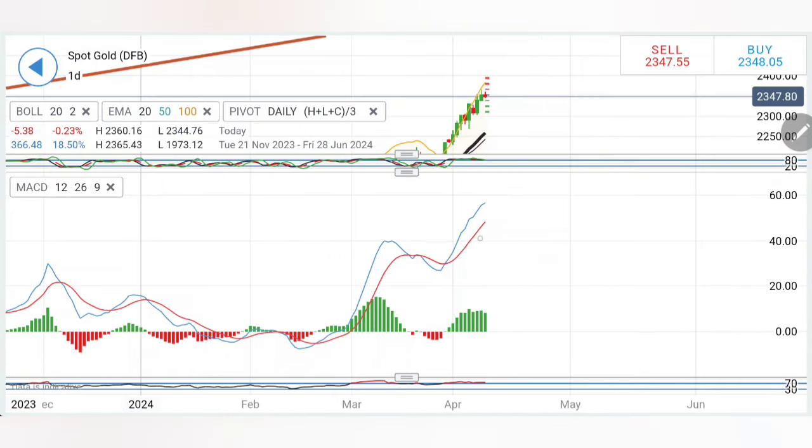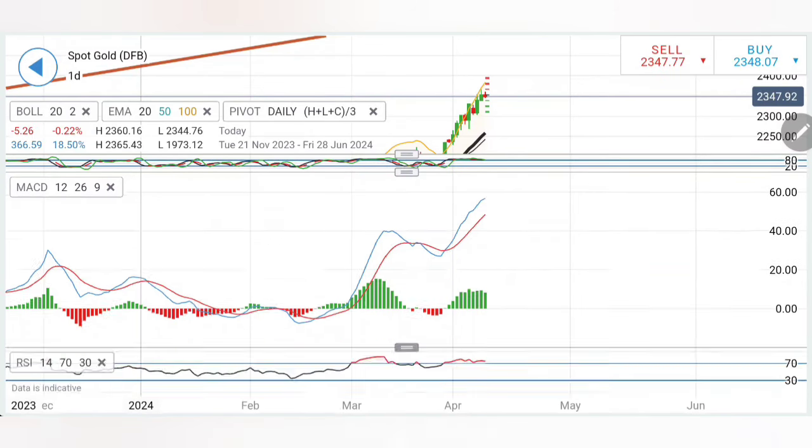Stochastic over, look at MACD. It has achieved extreme divergence. It has to converge. It is not showing any signs. Let's see if today is the day from where it can try to converge, crossover and enter into the sell zone.